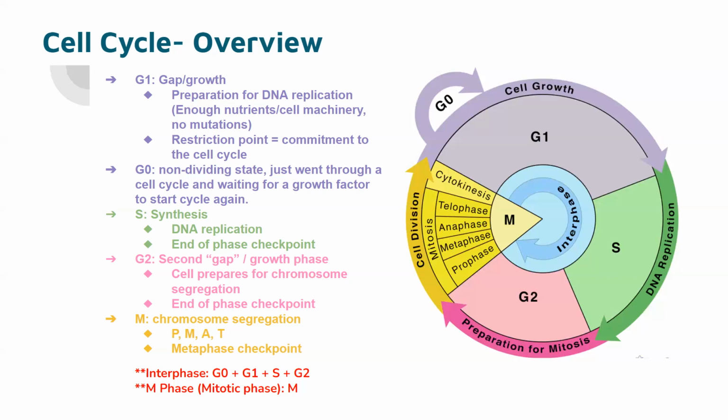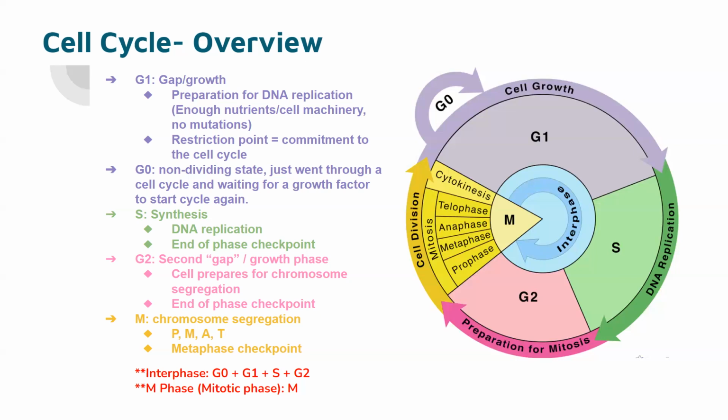Then we have G2, which is pretty much the same as G1. We're preparing to segregate our newly synthesized chromosomes, and we want to make sure that our cell is roughly doubled in size, because when we go through cytokinesis, you want to make sure that you have two fully formed daughter cells.